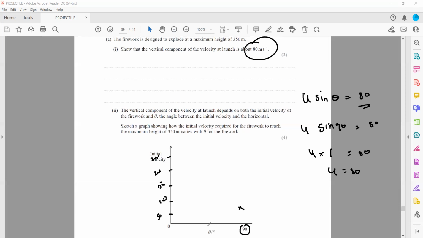If the value of the angle is 45, what is the value of u, the initial velocity? 80 divided by sine 45. What's the answer?